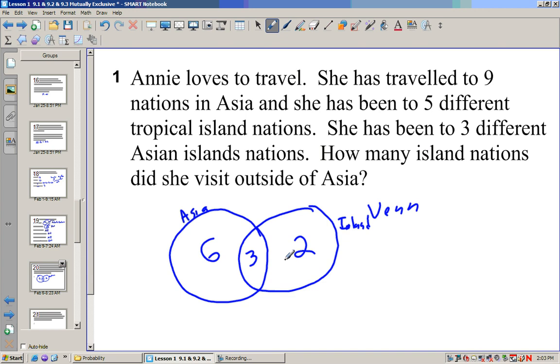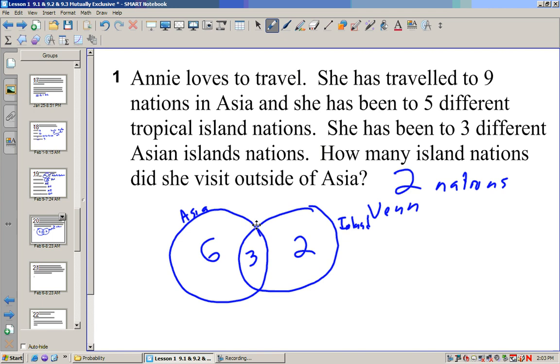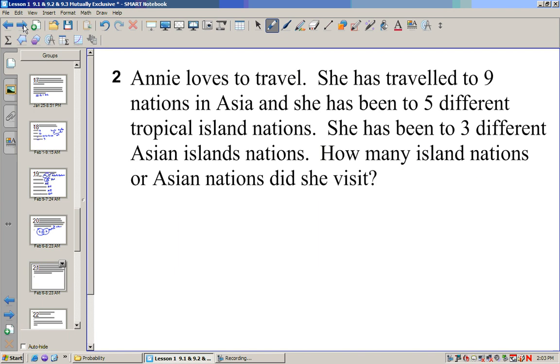So here it says, how many island nations did she travel to outside of Asia? She went to 2 nations outside of Asia. How many island nations or Asian nations did she visit? Now to do that, we have to add up all of these numbers. So it would be 9 plus 2, which would be 11 nations.